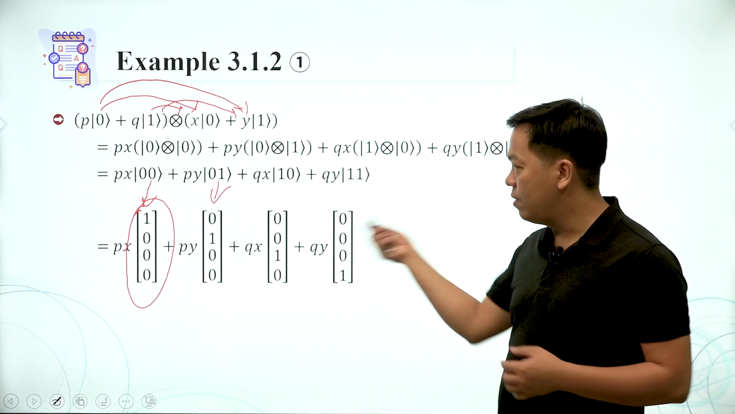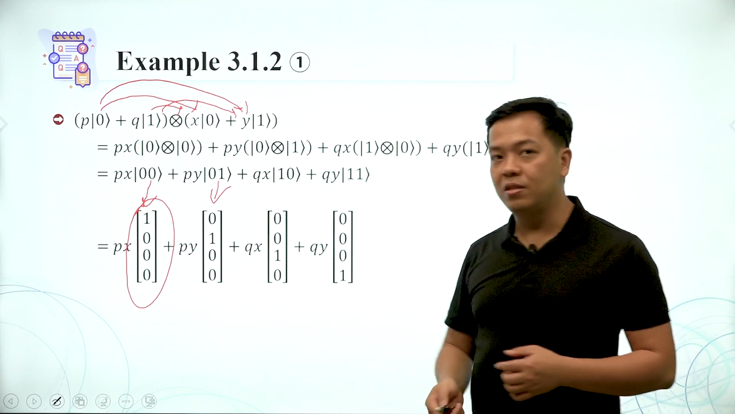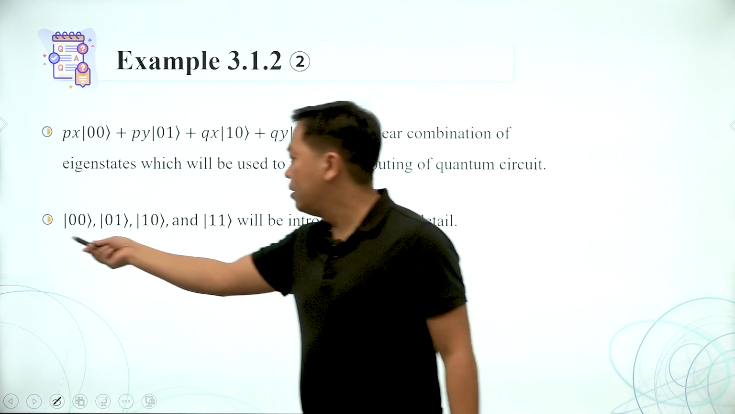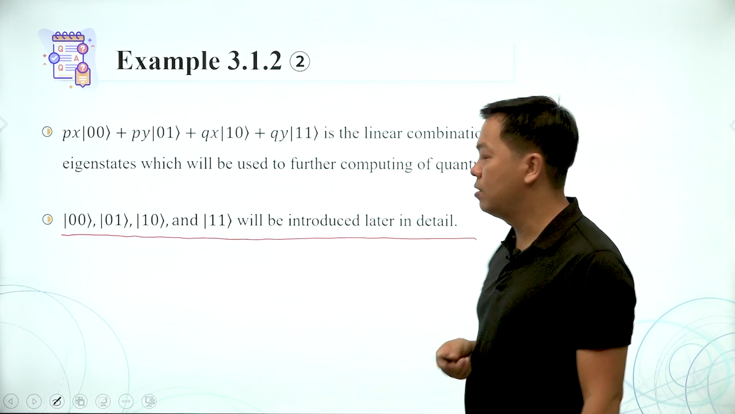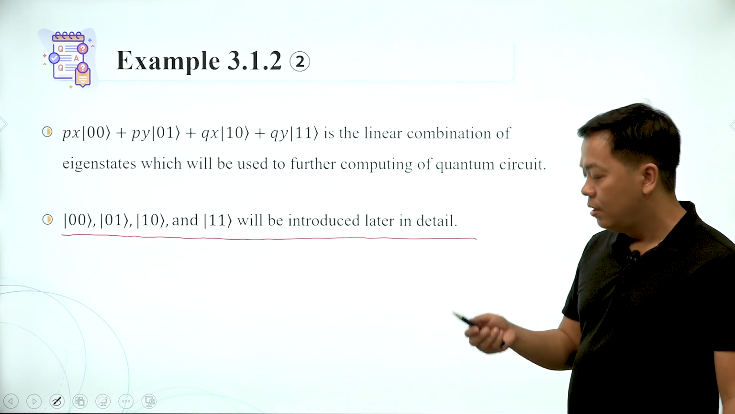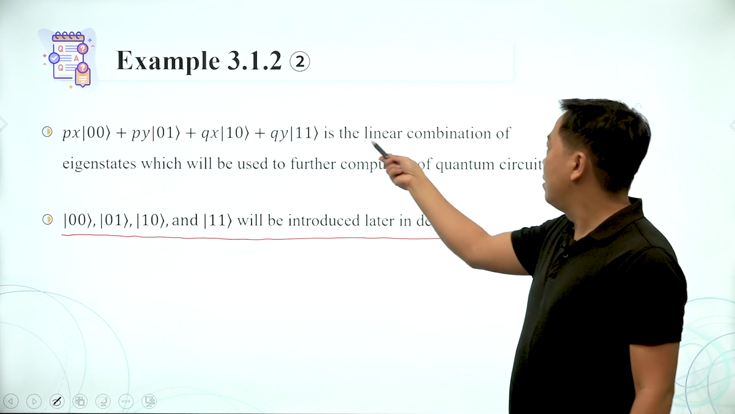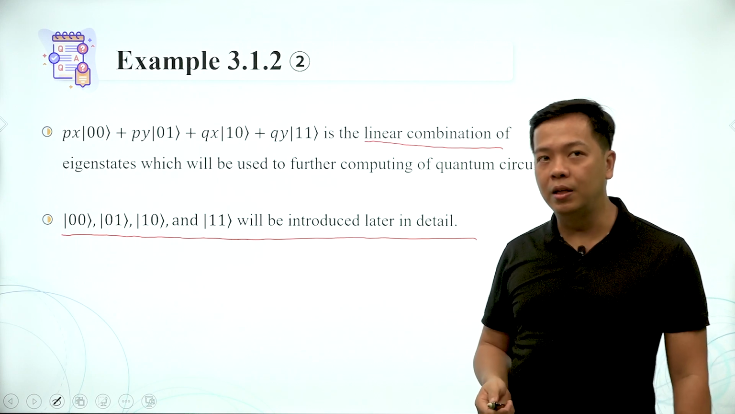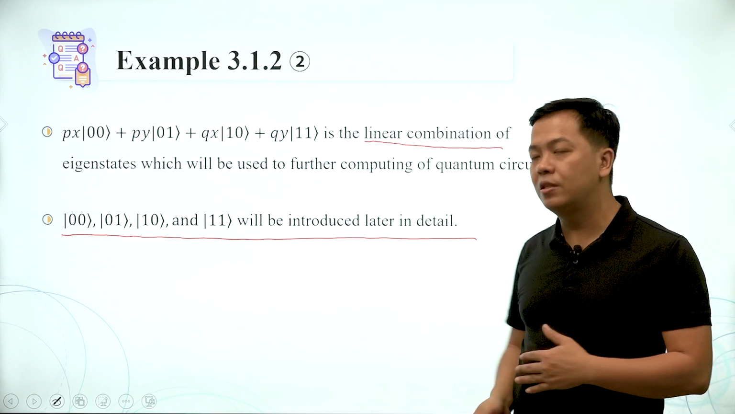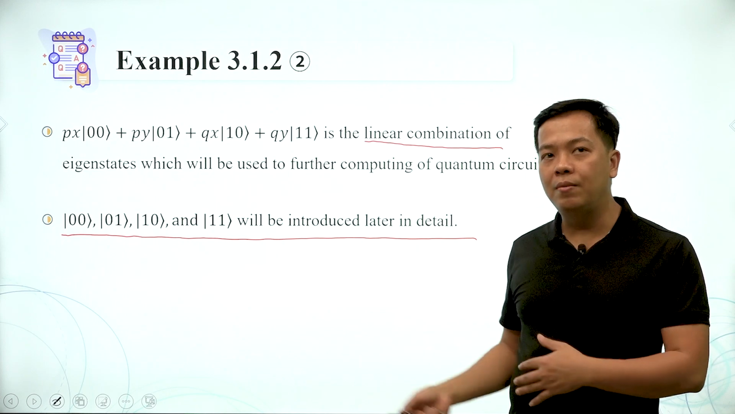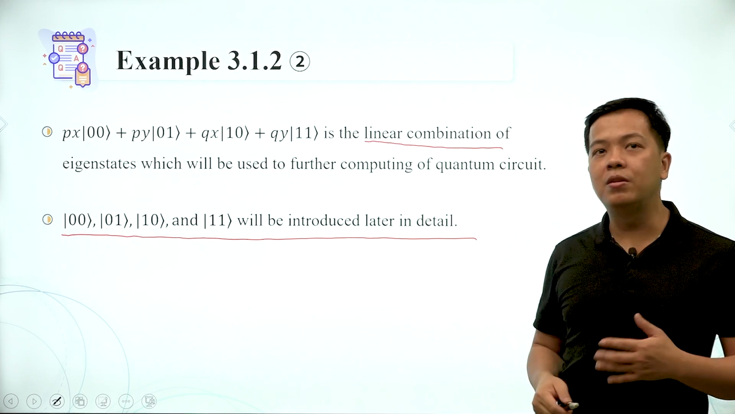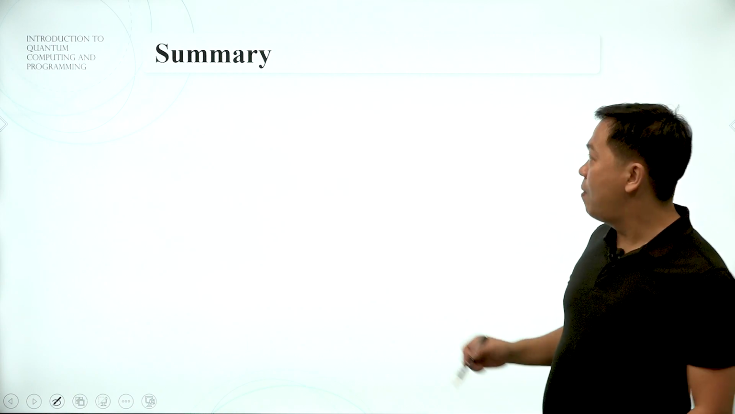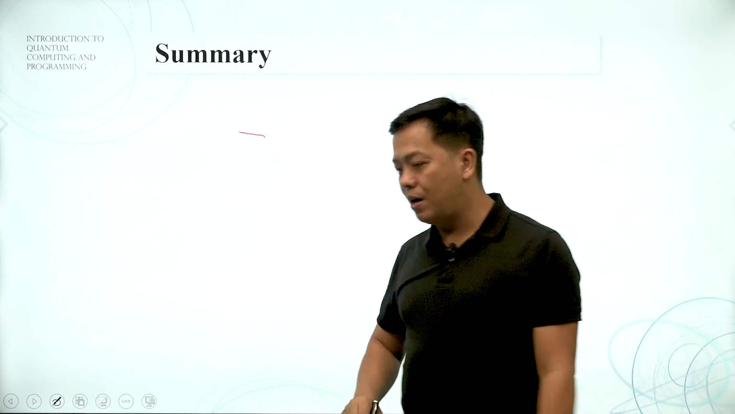Over here you only need to know we transfer to this one. Yeah, to make sure you got it, we will introduce more later. So this guy value is called the linear combination. Yeah, that is one of the terms. I hope you remember because it helps you to calculate and helps you to use computing in a quantum circuit in the future.